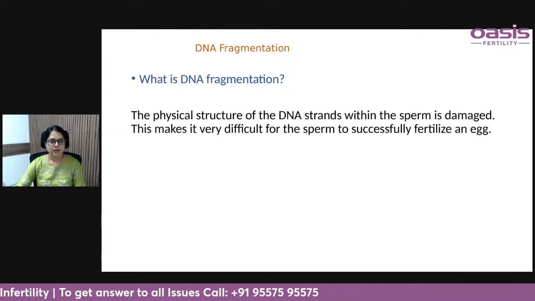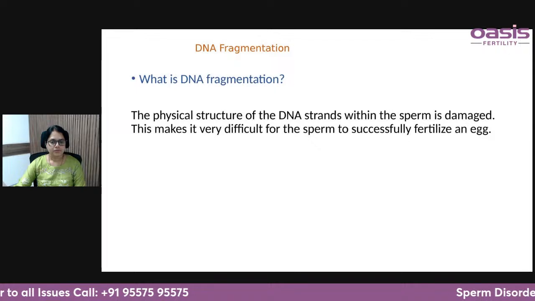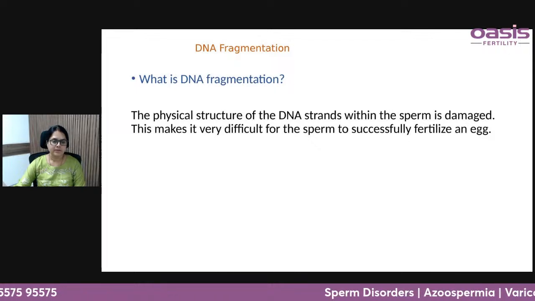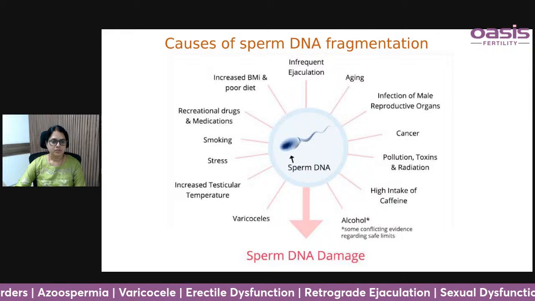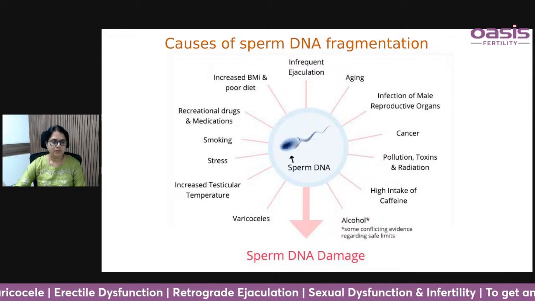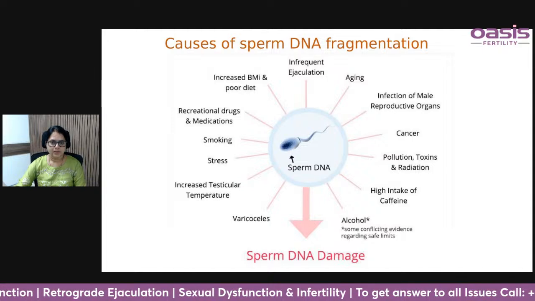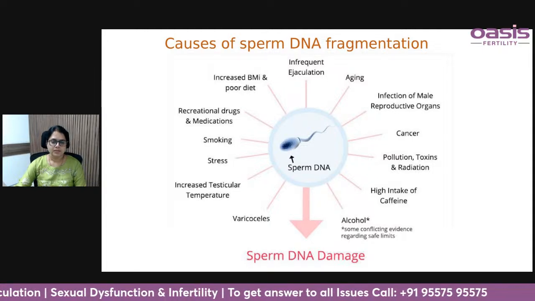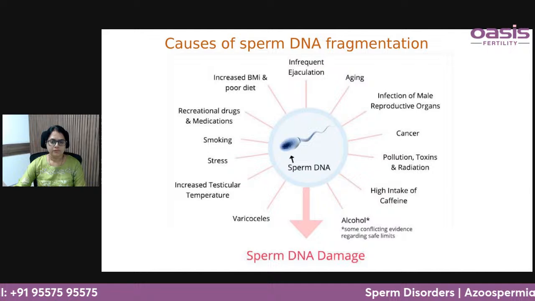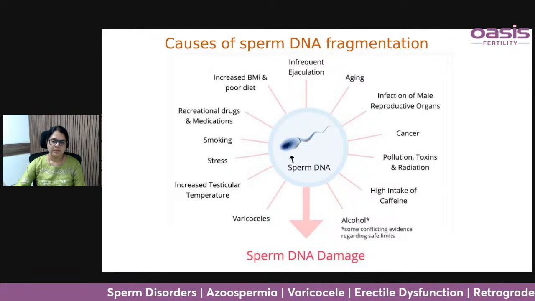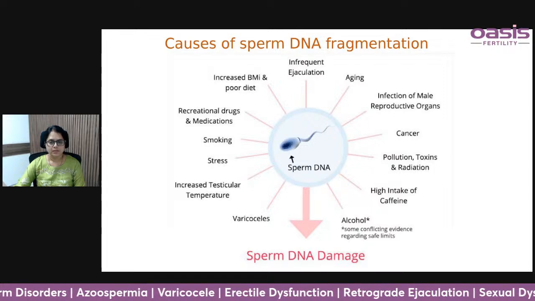So, what does DNA fragmentation mean? The physical structure of the DNA strands within the sperm is damaged. This makes it very difficult for the sperm to successfully fertilize an egg. And the causes for sperm DNA fragmentation are many, like age of the male. With advanced age of the male, there is an increase in the DNA fragmentation in the sperm. Infection of the male reproductive organs, and if the person is suffering from cancer and taking treatment for the cancer, at that time also sperm DNA fragmentation increases.